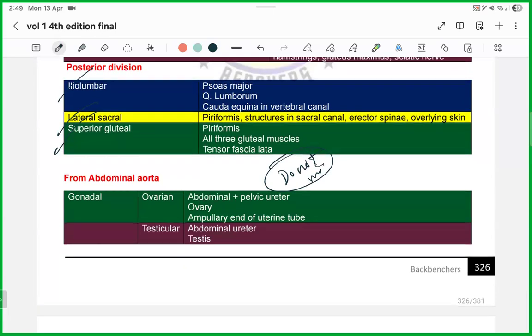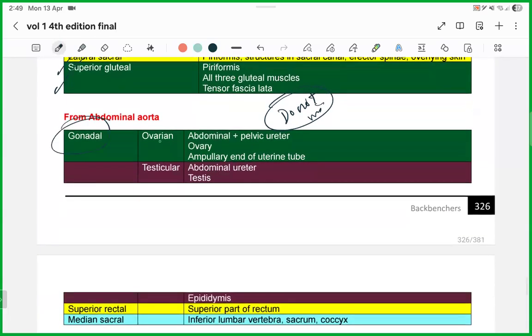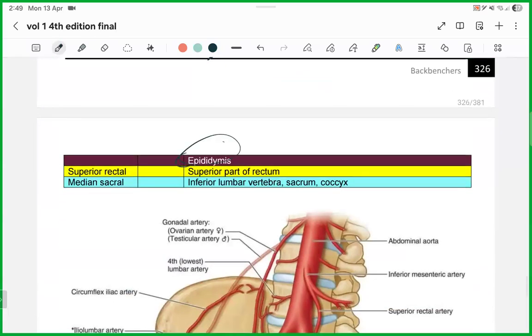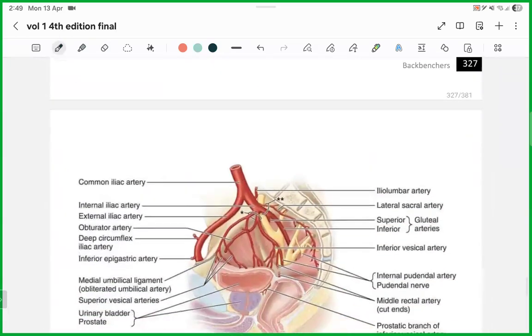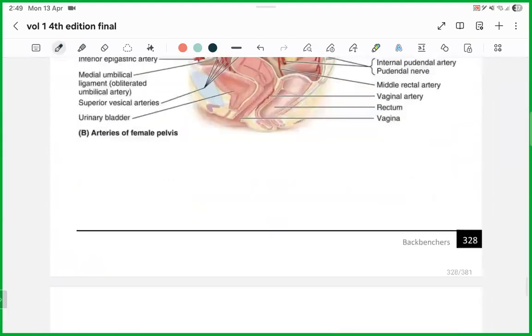Okay. Then from the abdominal aorta, we get ovarian and testicular, supplying the abdominal ureter and testis and epididymis, then superior rectal, median sacral. These are not important. Okay, remember it. Why skip? 100%. Remember these two too. Here we have added the pictures just the way I showed you in 3D.